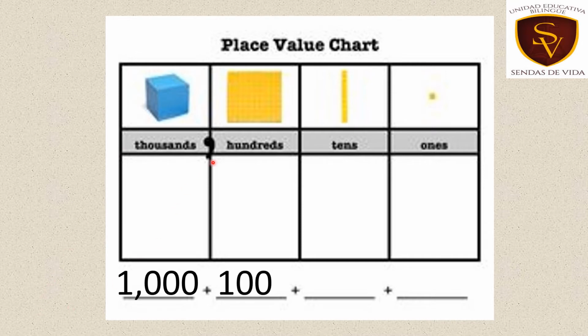Now look at this. This one represents hundreds. In this case we have 100. Then this graphic represents the tens. In this case, we have 10. And finally, look at this one. This one represents ones. This little one represents 1.